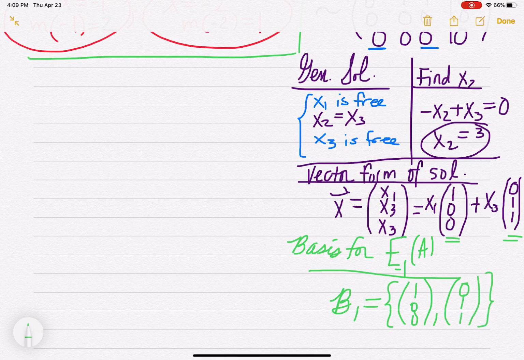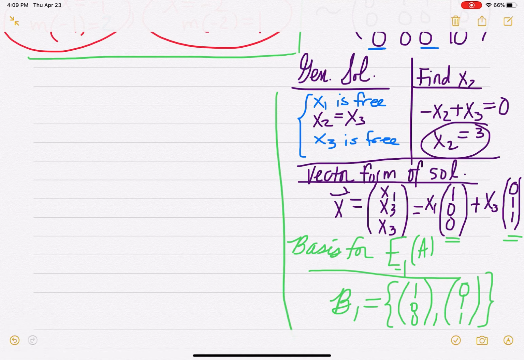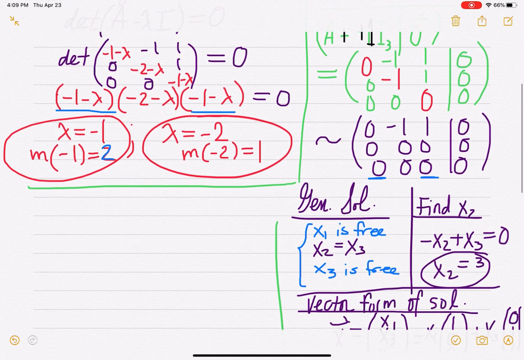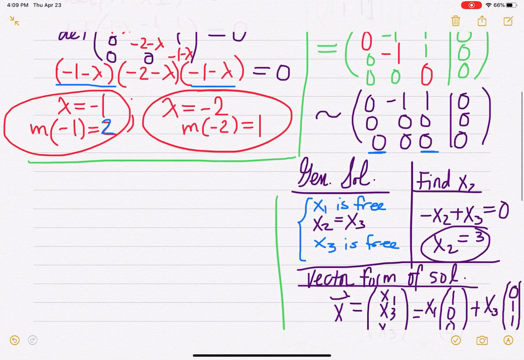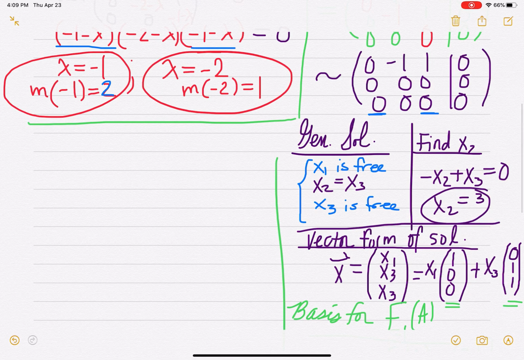All right, good stuff. So we got one of our bases. Now let's look at the basis for the other eigenspace. The other eigenspace is going to have to do with the eigenvalue -2. So I want to look at that. We're going to find a basis.